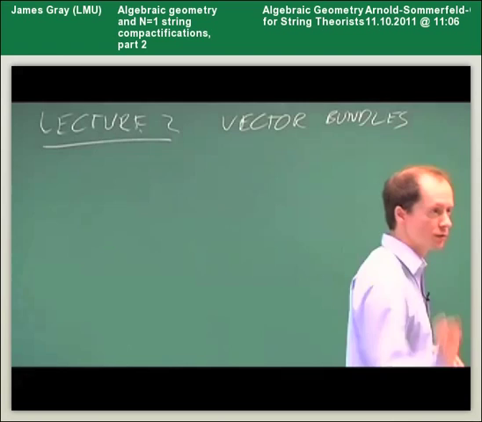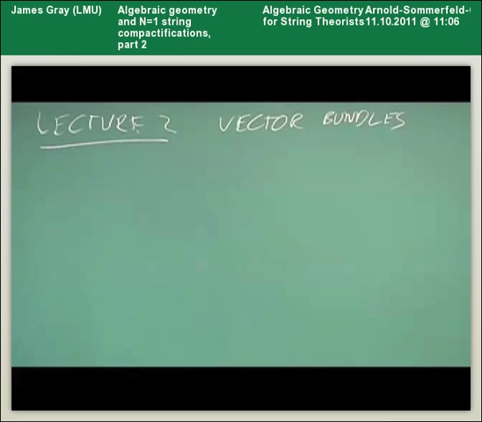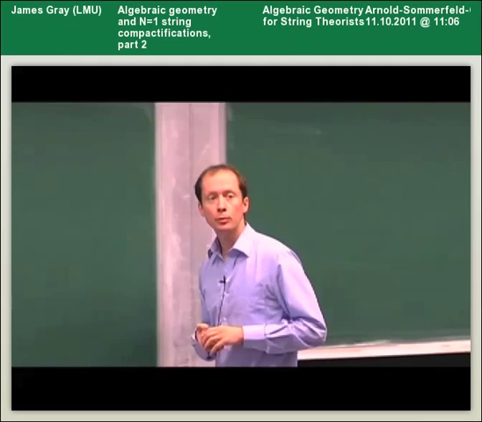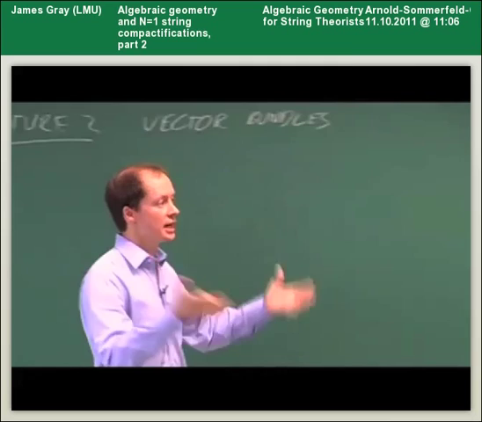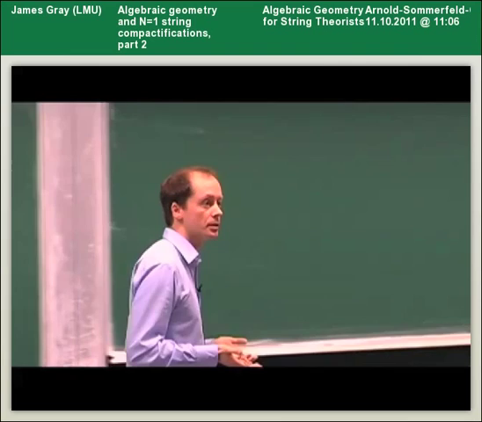in the string length. And if you go to the next order, there is a kinetic term for some gauge fields. And those gauge fields, it's not so important, but they're either valued in an E8 times E8 gauge group, or they're valued in SO(32). And you can ask, what equations do I want these gauge fields to obey if I'm going to look for a solution of my theory?